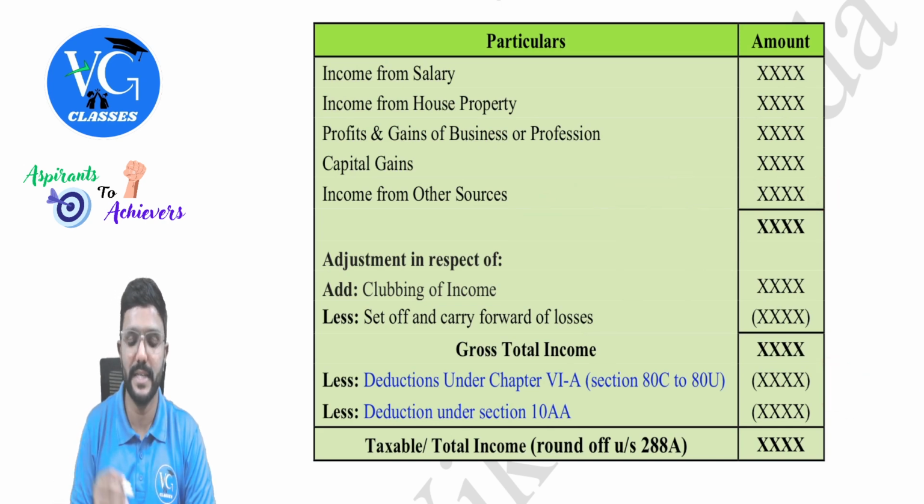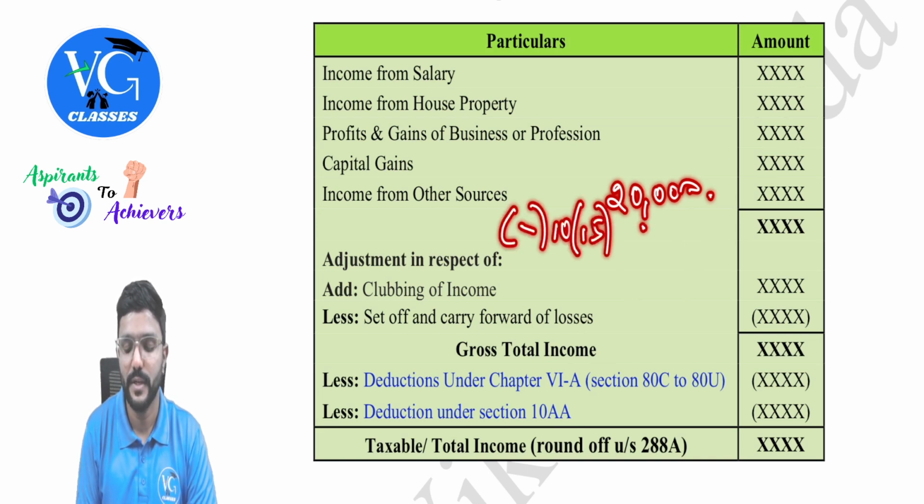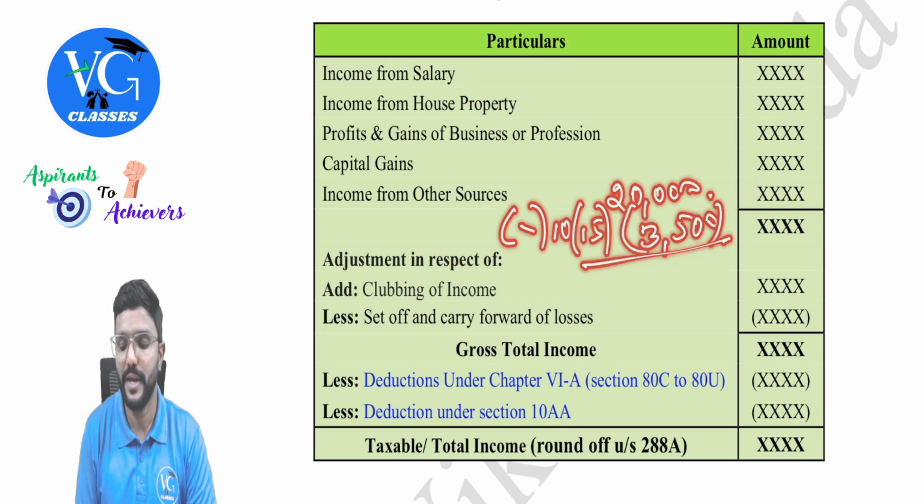Got it? Yes. Next example. Sir, what if it is 20,000? Actual interest earned on savings deposit with post office is 20,000. So the section 10(15) exemption is 3,500 maximum for an individual account. The remaining 16,500 will be included here.